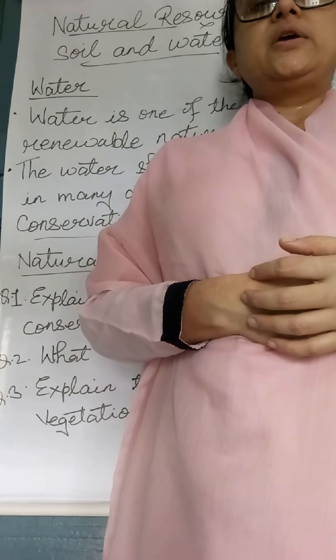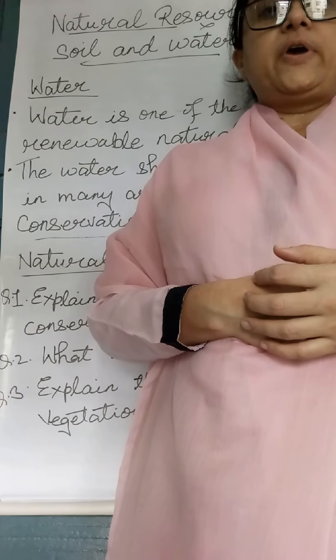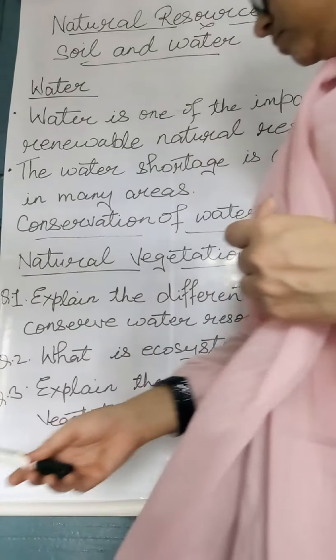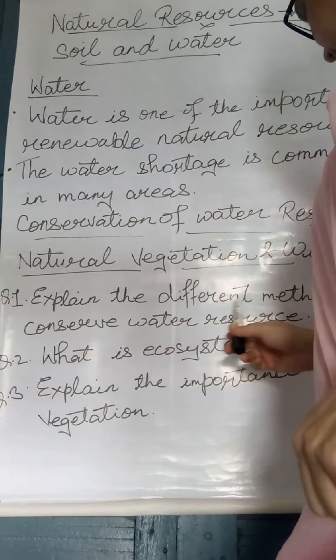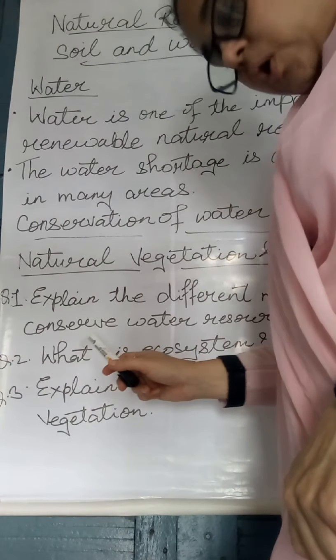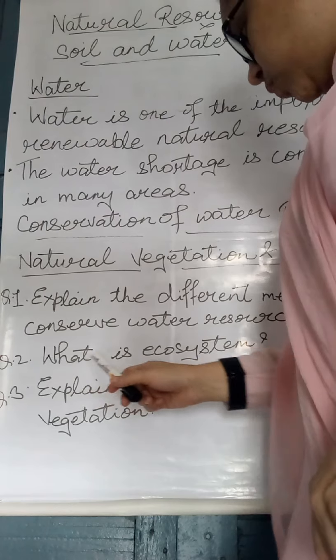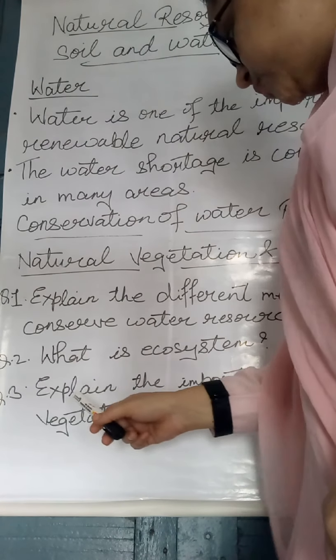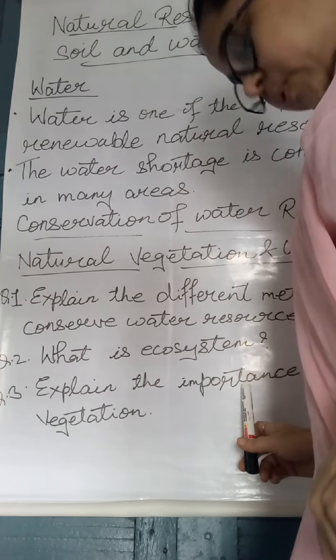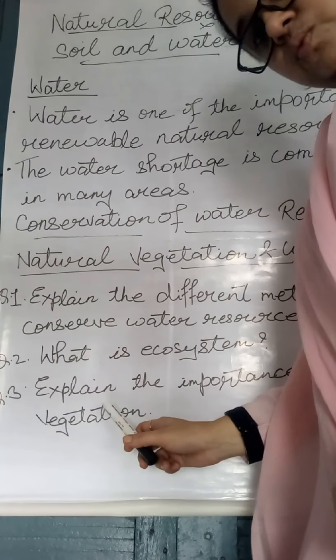Now you have to write the questions and answers in your fair copy. Explain the different methods to conserve water resources. What is an ecosystem? Explain the importance of natural vegetation.